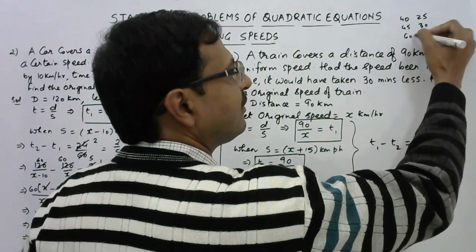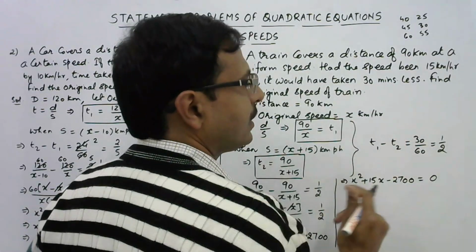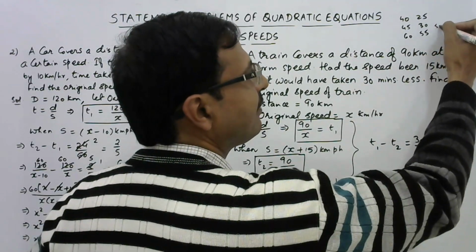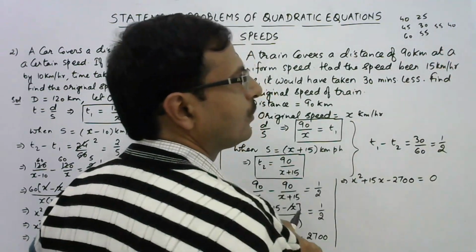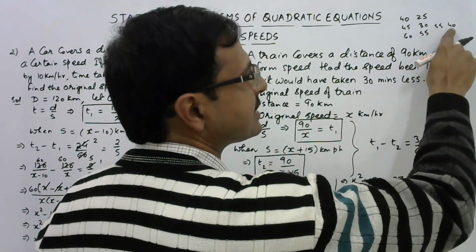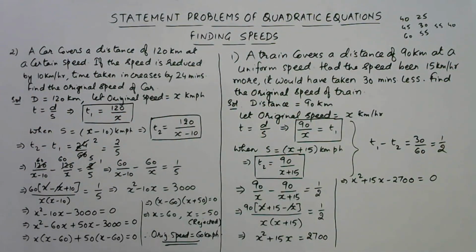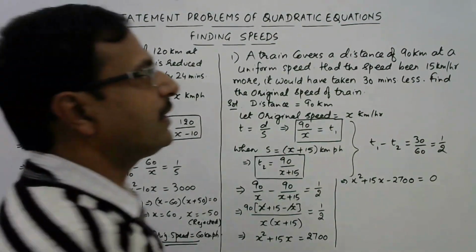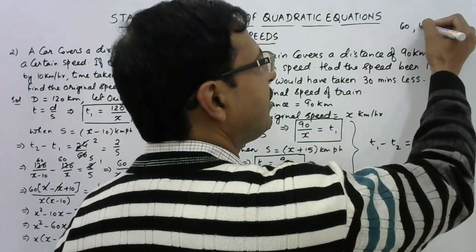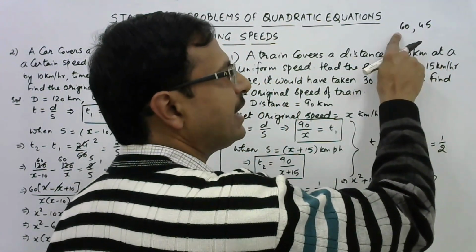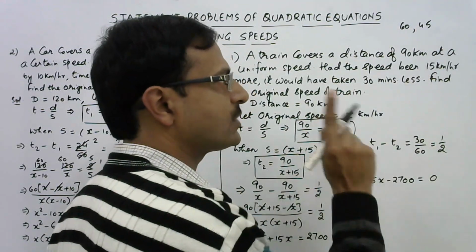Move up to 60 and 55. This is more than 2700, so we need to reduce it. So 55 and 40. Okay, 55 and 40 is slightly lesser. So now let us try and find the factors of this. So we find that the factors are 60 and 45. Now 45 into 6 is 270 and one more 0, so 2700.